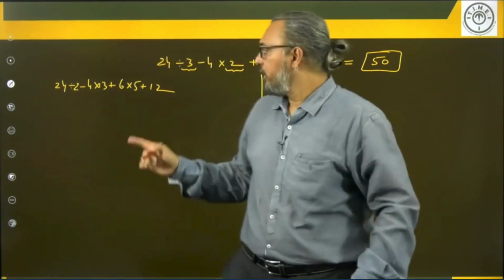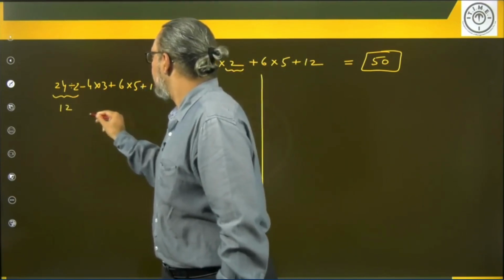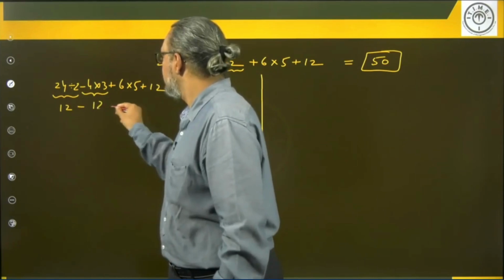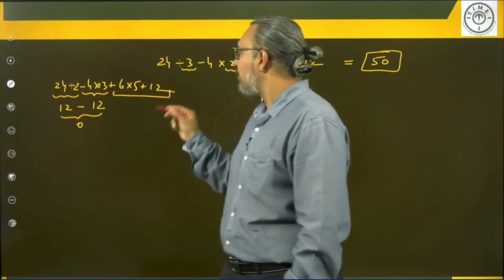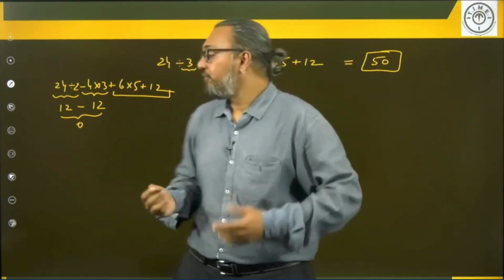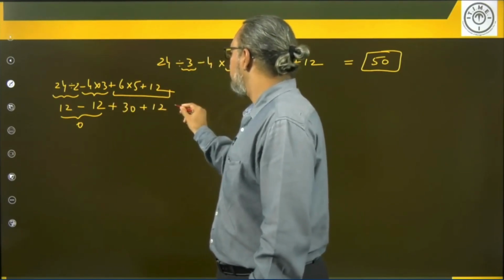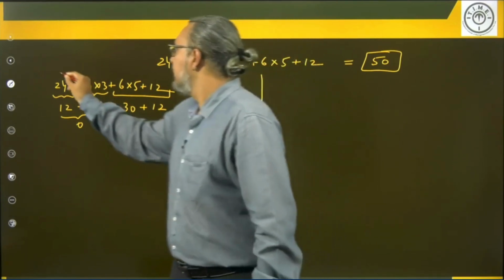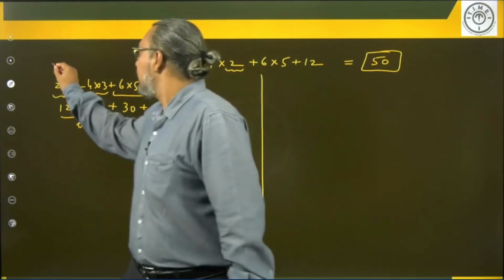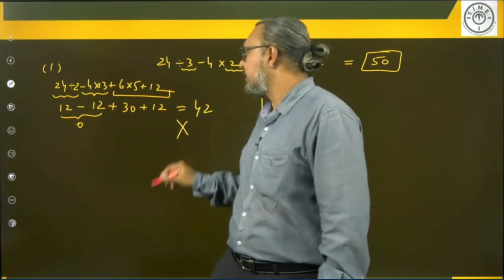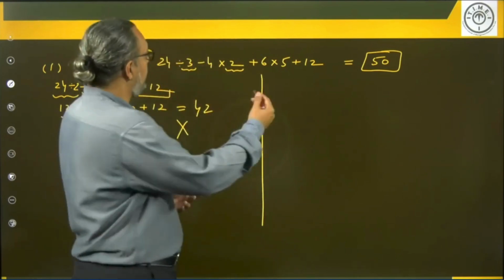How much am I going to get as an answer from this? Here we take the division first. This is 12, and then the multiplication, minus 12. So basically this will be 0, correct. Then you have plus 30 plus 12, and basically you are getting 42. But the right hand side number is 50, so option 1, which is 3 and 2, is not the answer that I am looking for. Understanding the point? Okay.